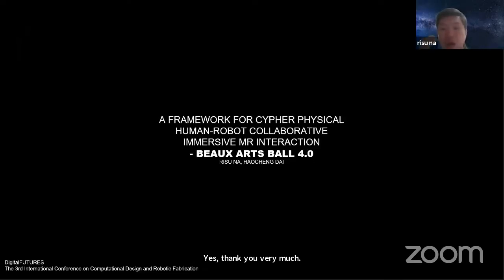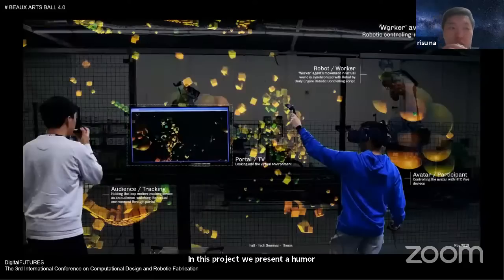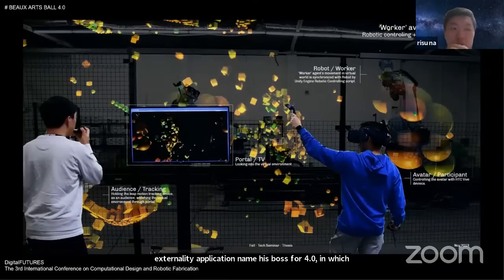I'm Rizu Na, an architect and researcher based in Los Angeles, California, and this is research we accomplished with my teammate Haosheng Dai, and I'm gonna present it today. In this project we presented a human-robot collaborative mixed reality application. The name is Box 4.0, in which a real-time interactive hybrid and physical architectural environment was designed and experienced through the tools and methods of mixed reality, cyber-physical systems, teleoperation, telepresence, and automation.